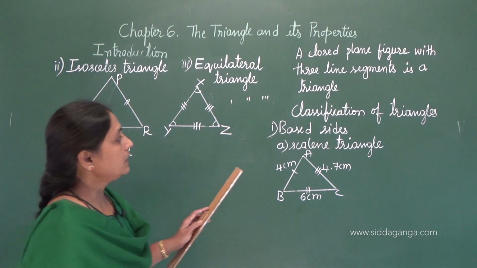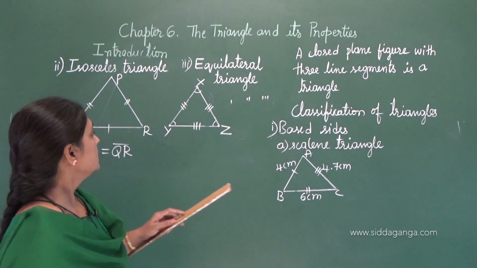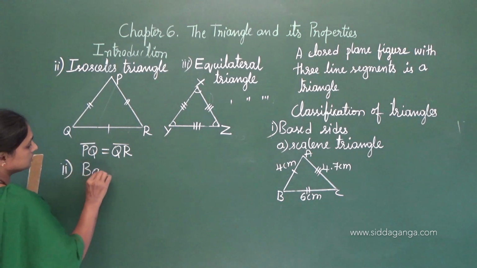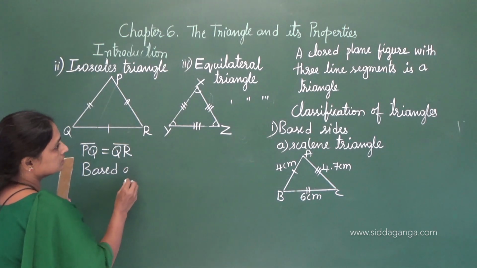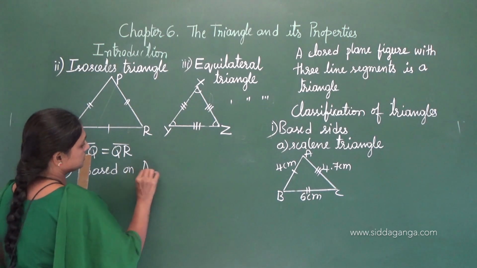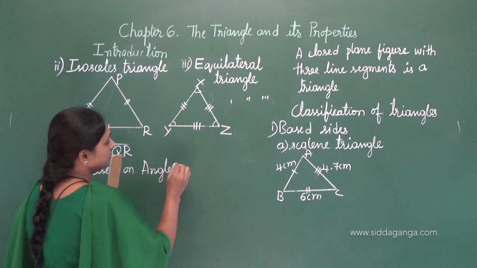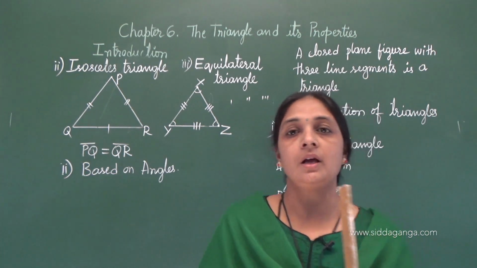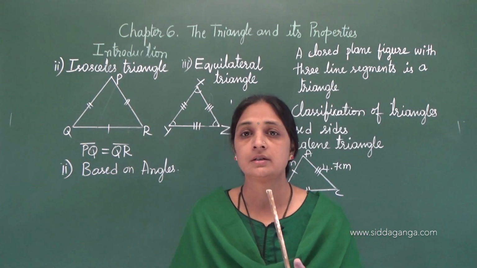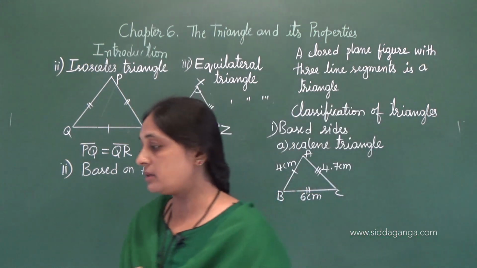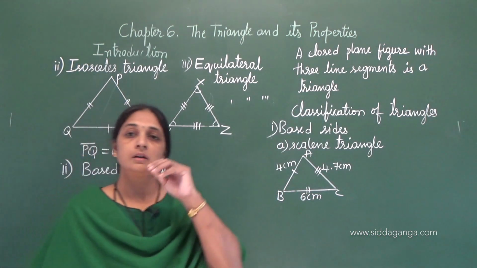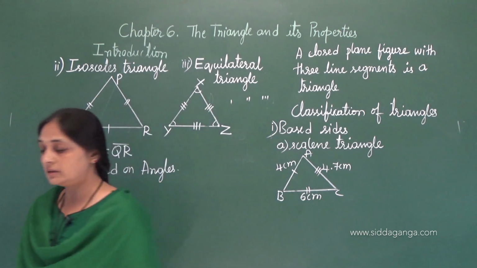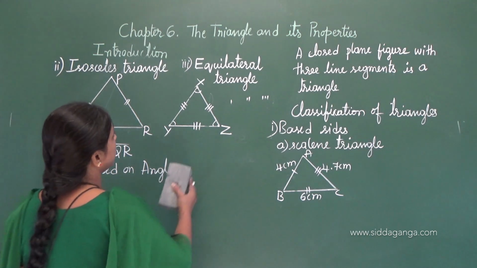Okay, based on the sides we finished 3 types, and the second one is based on what? Based on angles. Okay, what are the types of angles? We know acute angle, obtuse angle, and straight angle also we know, but we can't take straight angle here. So we can take right angle to represent with the triangle.